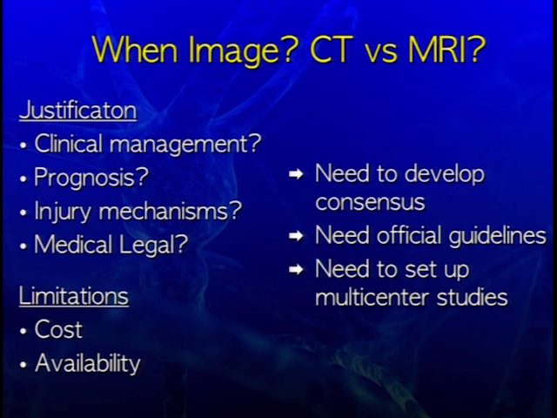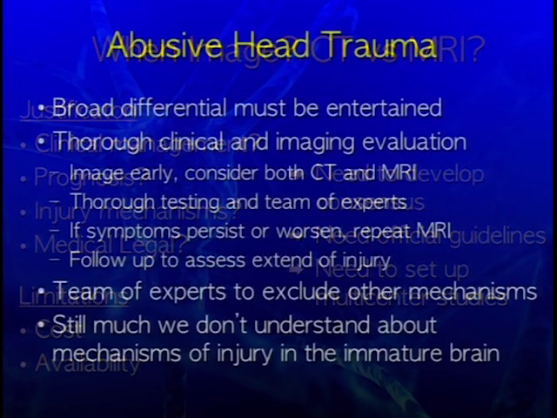So we really need to work together to develop consensus and come up with official guidelines of what we should be doing, because it's a little bit different than just clinical management. We need to provide enough information so that the child does not go back to a risk environment. So ideally, I think we need to move to more multi-center studies so we can really prove what needs to be done in the future.